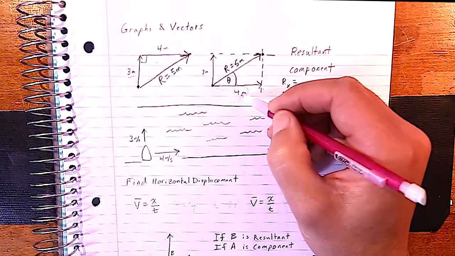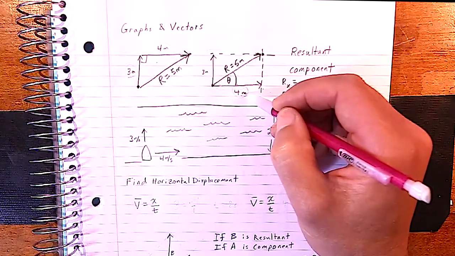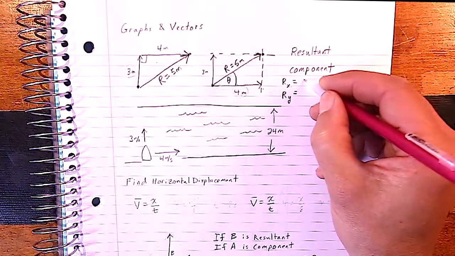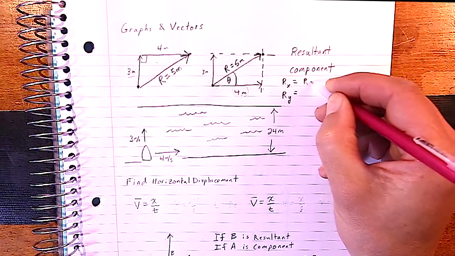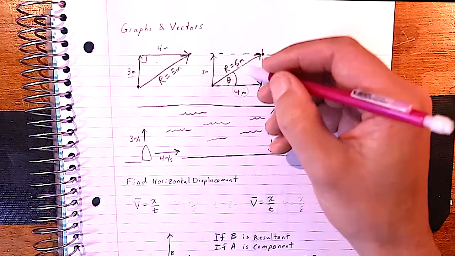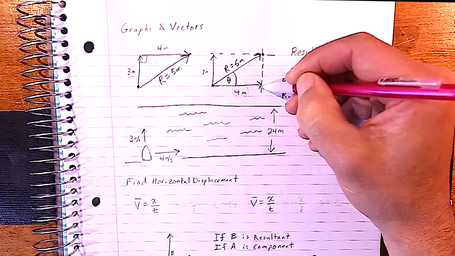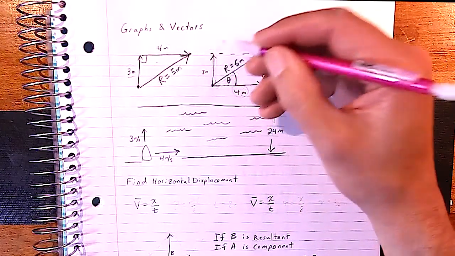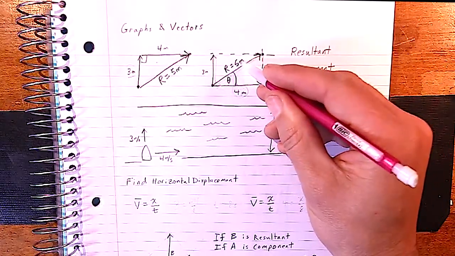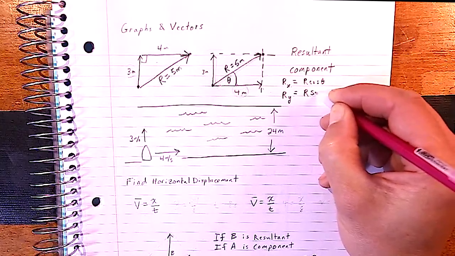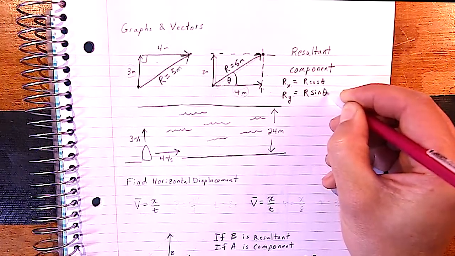If we have the hypotenuse and the adjacent, then we can say that Rx is going to be equal to the resultant times cosine theta. And similarly, if we're looking for the northward component, how much of this goes north? That's going to be opposite over hypotenuse. So Ry would be equal to R sine theta.